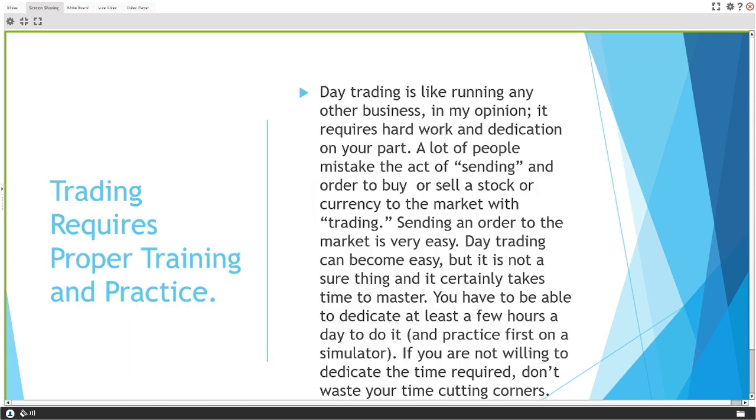Now, trading requires proper training and practice. Day trading, as I said earlier, is like running any other business. In my opinion, it requires hard work and dedication on your part. A lot of people mistake the act of sending an order to buy or sell a stock with trading. Sending an order to the market is very easy. Day trading can become easy, but it is not a sure thing, and it certainly takes time to master. You have to be able to dedicate at least a few hours a day to do it and practice first on a simulator. If you are not willing to dedicate the time required, don't waste your time cutting corners.